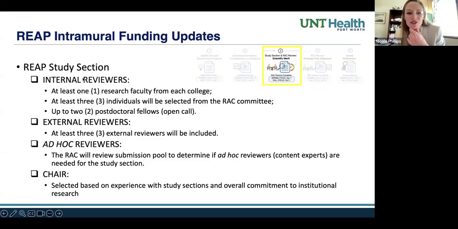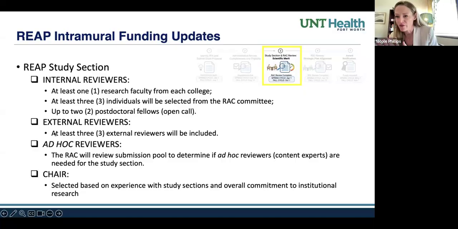So this is the composition of the study section as we're assembling it. We're working on this now, and we have a pretty good start towards establishing it. There's going to be internal reviewers, external reviewers, ad hoc reviewers as needed, and then of course a chair of the study section. This is just a general overview of what that looks like.